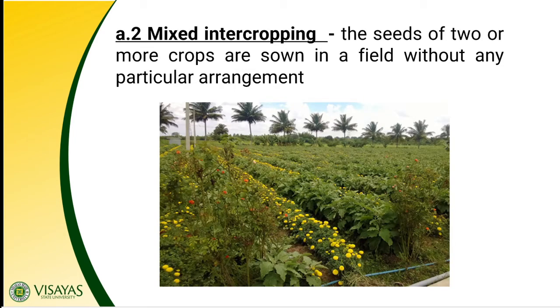The second one under intercropping is mixed intercropping, where the seeds of two or more crops are sown in a field without any particular arrangement, as can be seen in the picture. There are several crops here. Actually, I can see here marigold in one row. In another row, there are eggplant with marigold mixed in the rows.